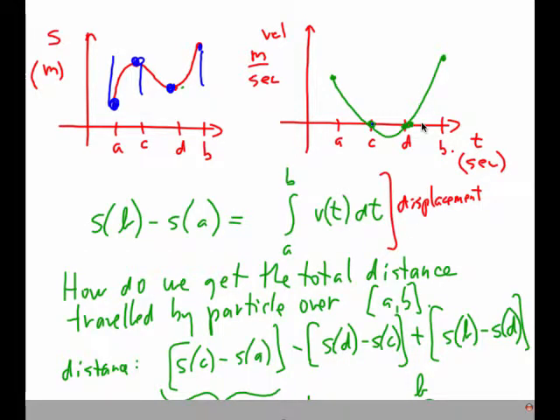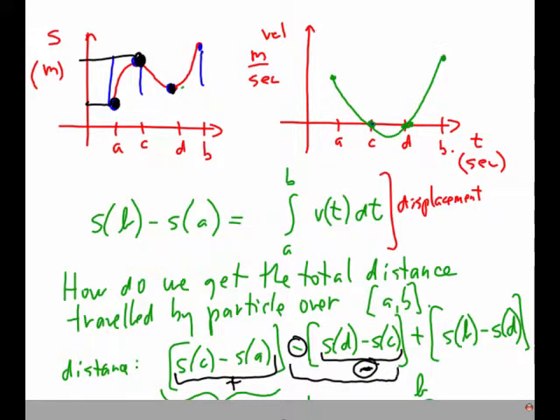So I'm going to have to do the position at C minus the position at A, which is going to turn out to be a positive quantity. Then if I do my ending position between C and D, S of D minus S of C, the problem is this is a negative quantity because S of D is smaller than S of C. So what I'll have to do is subtract that in order to make this quantity positive. And then S of B minus S of D will be positive already, so we can just add that on.